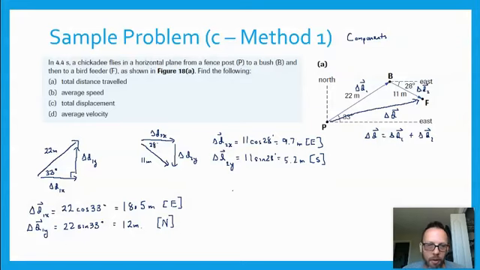If we think about the first leg of the journey, the bird travels 12 meters north, but the second leg only 5.2 meters south. So it makes sense from our diagram that that's going to let them be a little bit north. And that leads us to combining these together.